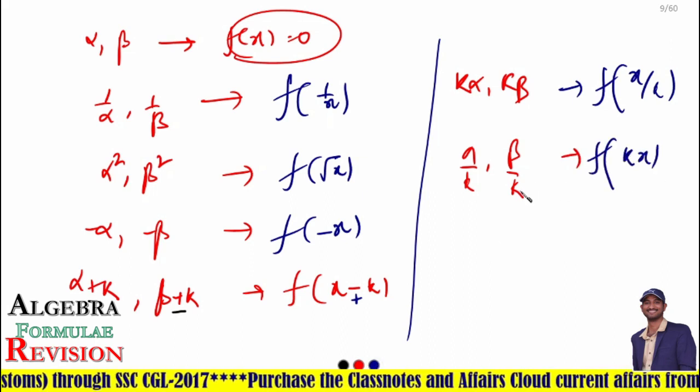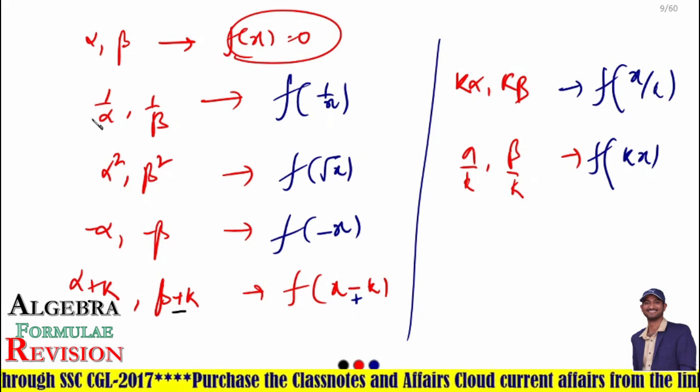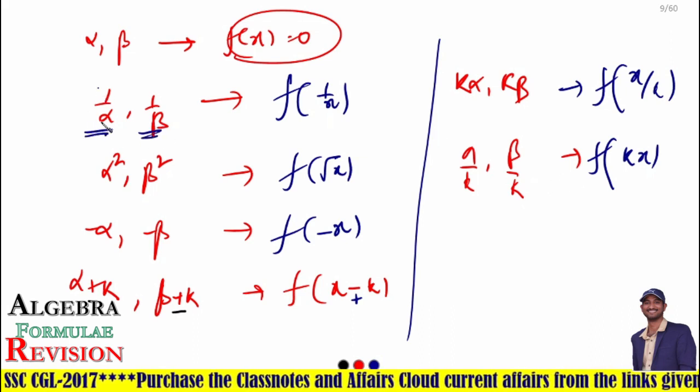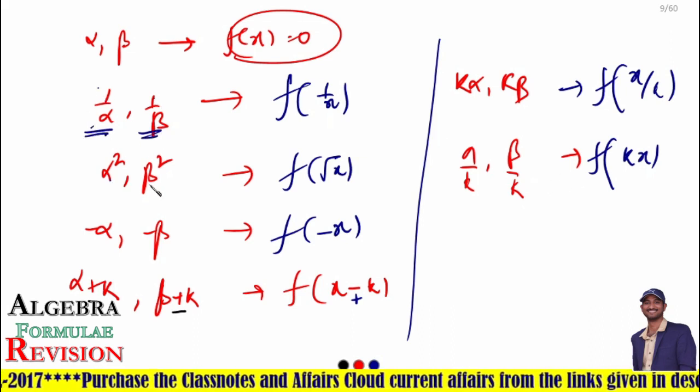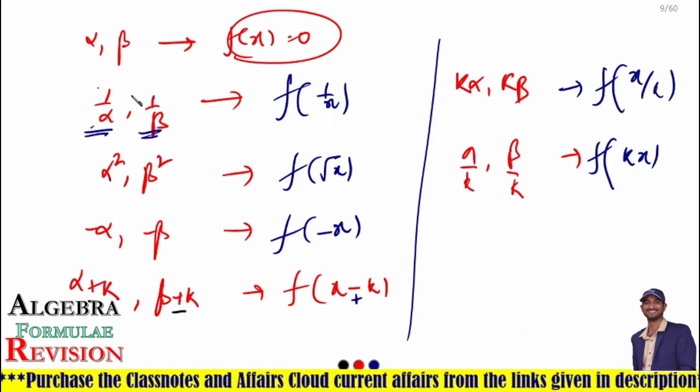How do you remember these things? Don't worry, if the roots are in the same format, 1 by alpha, 1 by beta, or alpha square, beta square, like this, then what you have to do? 1 by alpha should be equal to some x. 1 by alpha should be equal to x.